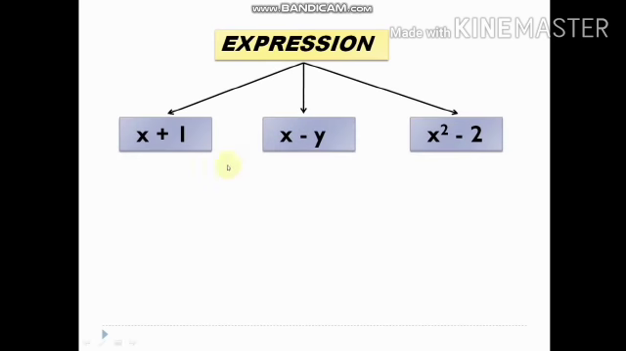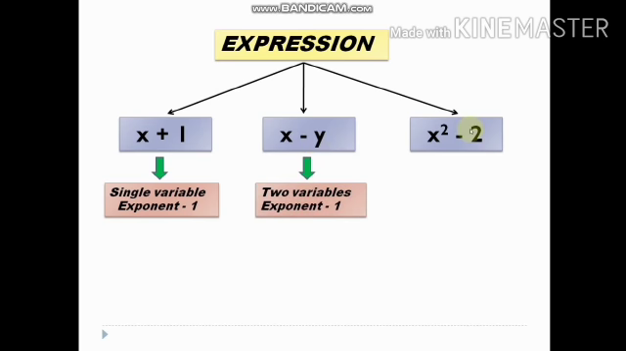Look at these expressions: x plus 1, x minus y and x squared minus 2. As you can see here student, in this first expression x plus 1, there is only one variable and the exponent of this variable is 1. In this second expression, you can easily see there are two variables x and y, and the exponent in both the variables is 1. And in this third expression, there is only one variable x and the exponent of x is 2.